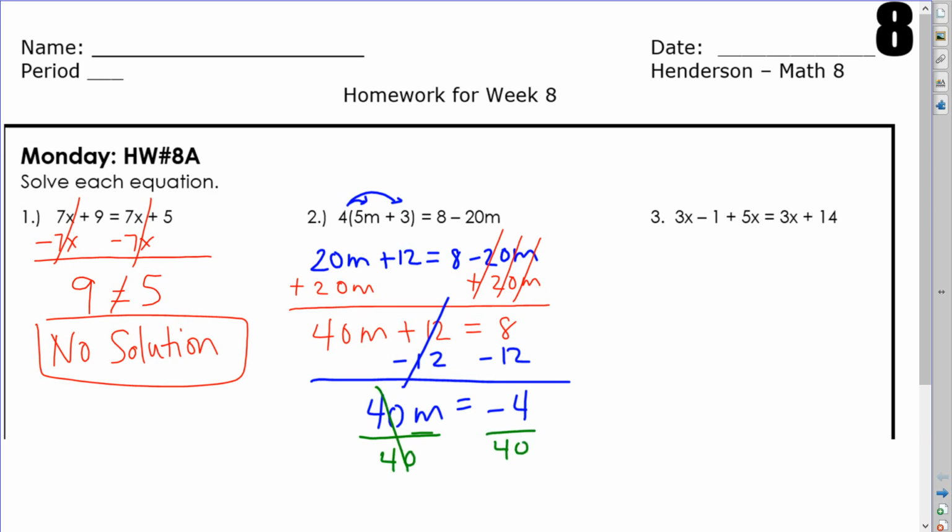These multiplicative inverses don't become 0, they actually become 1, but when your coefficient is 1, you can leave it invisible. So I'm going to write just m down here instead of 1m. You can use your calculator to divide if you're not sure what 4 divided by 40 is. Negative 4 divided by 40 is negative 1/10, or negative 0.1.